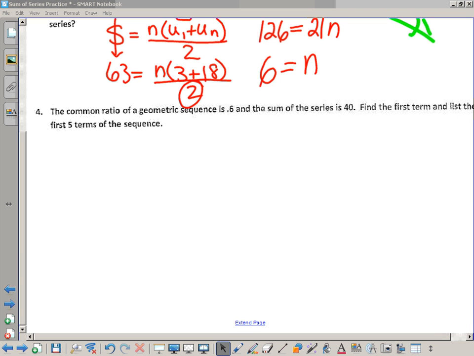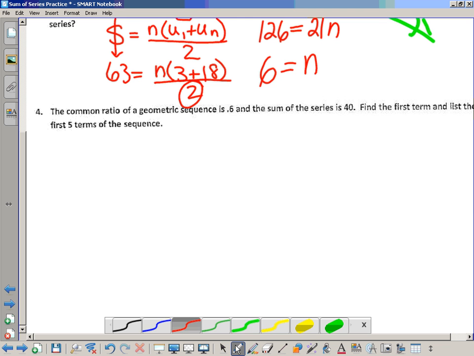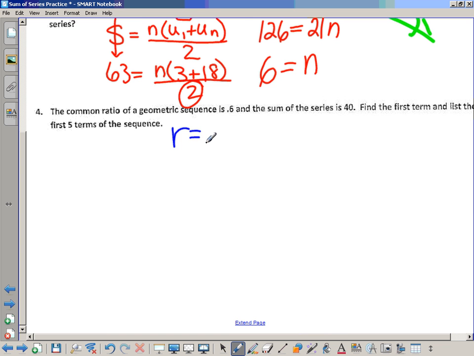All right, moving right along, we got number 4 here. It says the common ratio of a geometric sequence is 0.6. So right away, we know that the R value is in that accepted range if this is infinite. The sum of the series is 40.